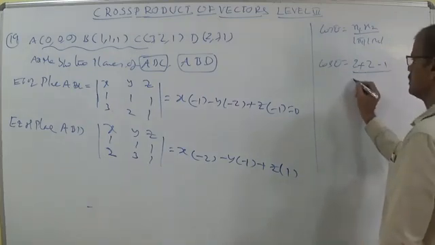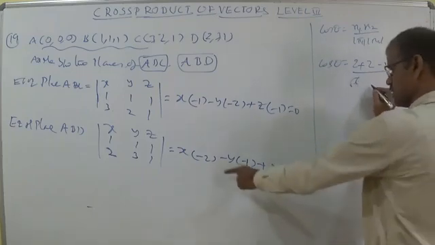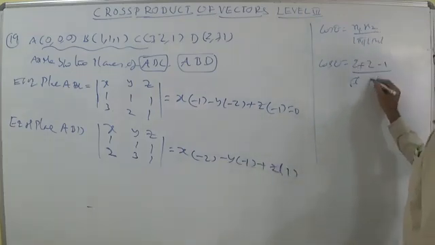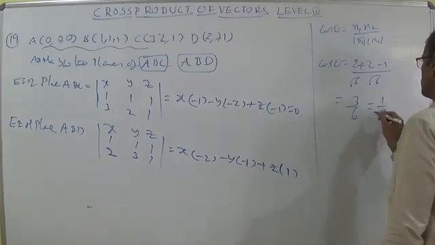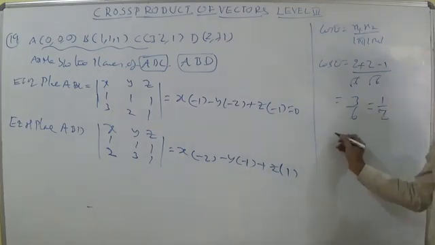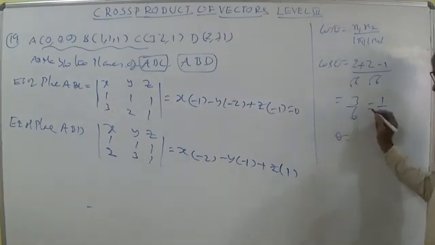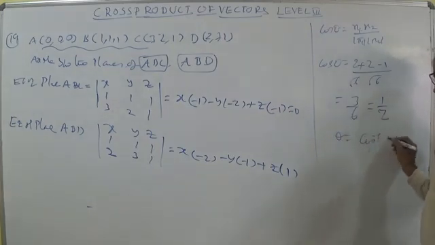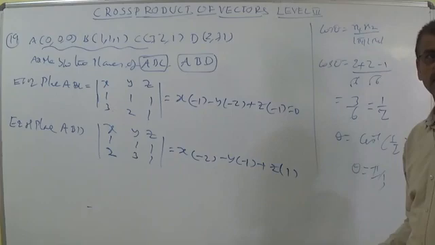Whole by this magnitude: 1 plus 4 plus 1 is root 6. This magnitude: 4 plus 1 plus 1 is root 6. You can say 3 by 6, that is 1 by 2. So whenever cos theta is equal to 1 by 2, you can write here theta is equal to cos inverse 1 by 2. So theta is equal to pi by 3.